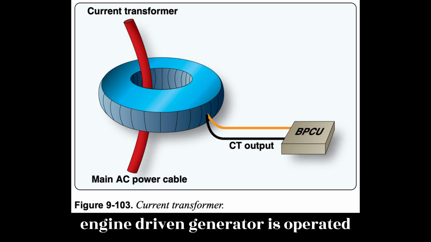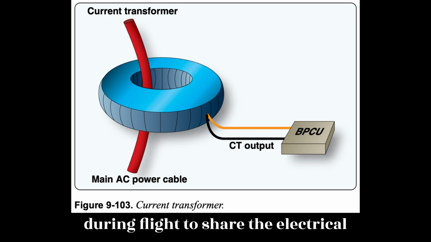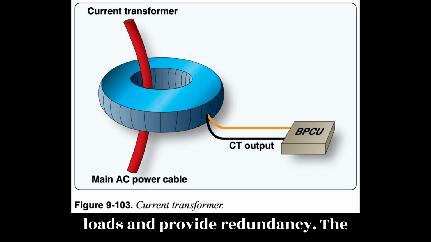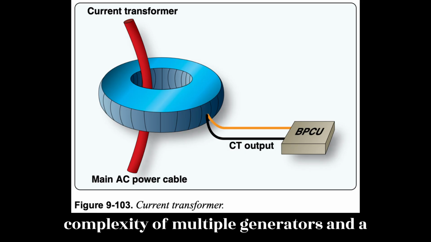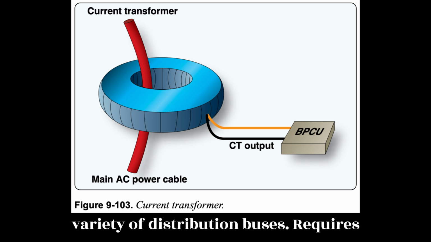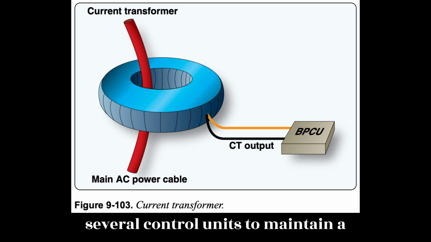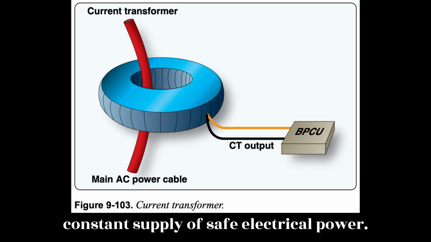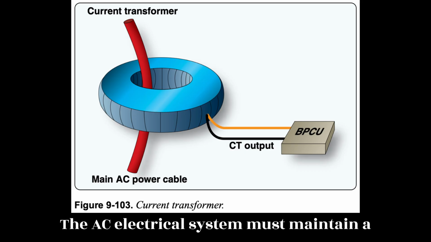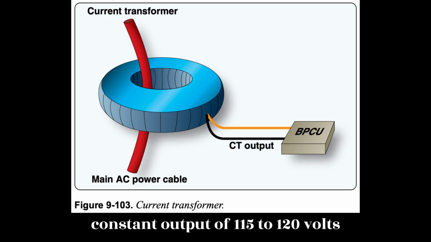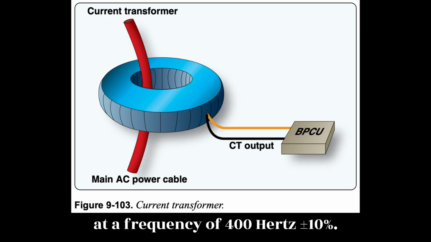A second engine-driven generator is operated during flight to share the electrical loads and provide redundancy. The complexity of multiple generators and a variety of distribution buses requires several control units to maintain a constant supply of safe electrical power. The AC electrical system must maintain a constant output of 115 to 120 volts at a frequency of 400 Hz, plus or minus 10%.